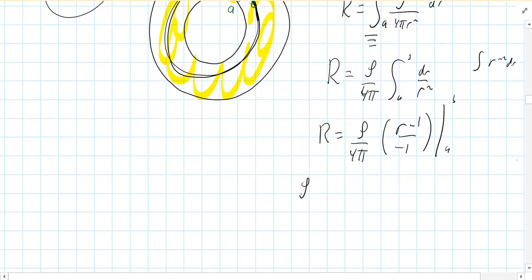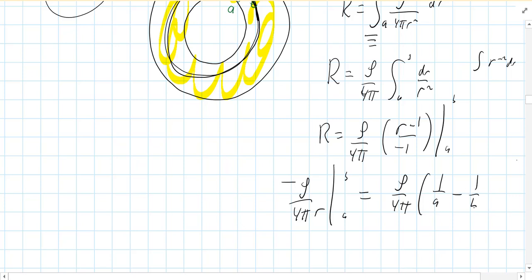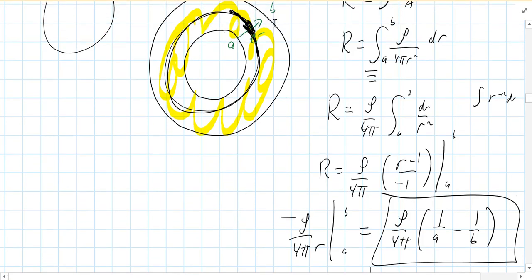So this becomes rho over 4 pi times negative 1 over r, evaluated from a to b. If you do that, and you're careful with your negatives, you end up with rho over 4 pi times 1 over a minus 1 over b. So that would be the resistance of this shape, going from the inner to the outer surface.